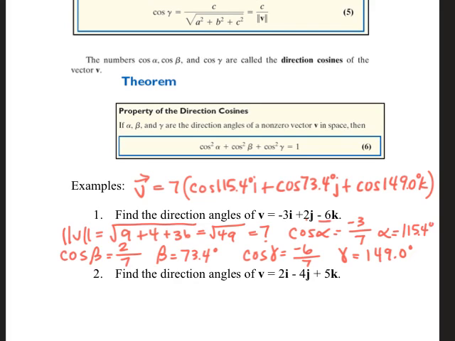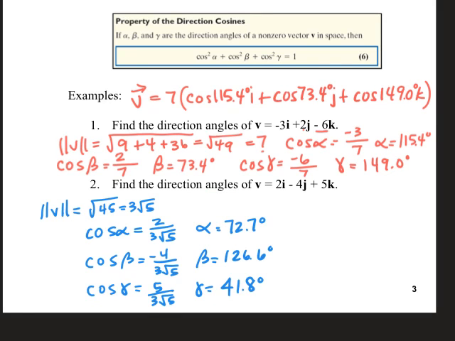All right, you should pause the video here and go ahead and try to do number 2 on your own. All right, and here are your answers for the second one. You end up with alpha of 72.7 degrees, beta of 126.6, and gamma of 41.8. Feel free to draw the vector and see if it makes sense.